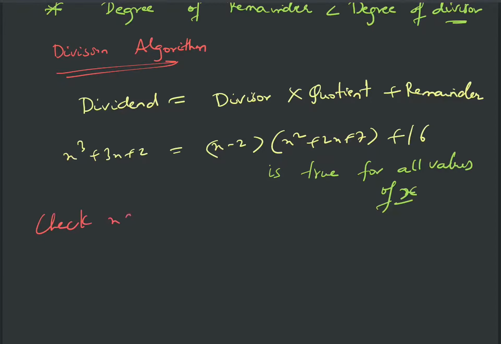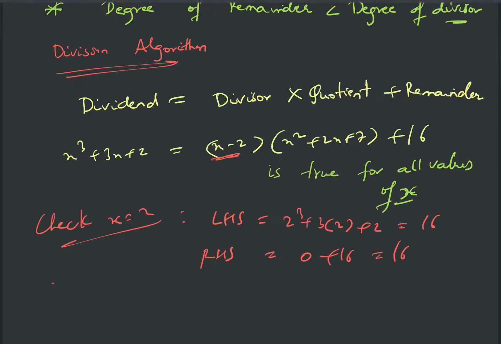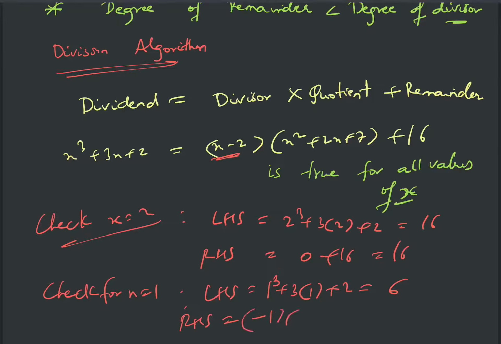You can check, say, for x equals 2. What is LHS? It is 2 cube plus 3 into 2 plus 2, that is 16. And RHS is 2 minus 2, that is 0, plus 16, you get 16. Let us check for x equals 1. LHS is 1 cube plus 3 into 1 plus 2, that is 1 plus 3, 4, plus 2, 6. And RHS is 1 minus 2, that is minus 1, into 1 plus 2 plus 7, plus 16. So this is 16 minus 10, which is again 6. So these two are equal.